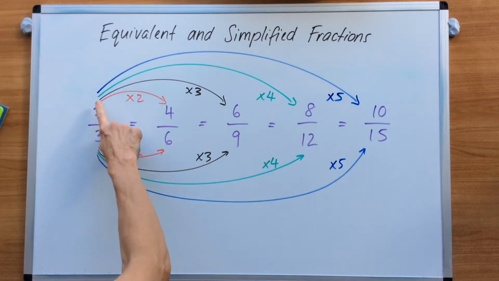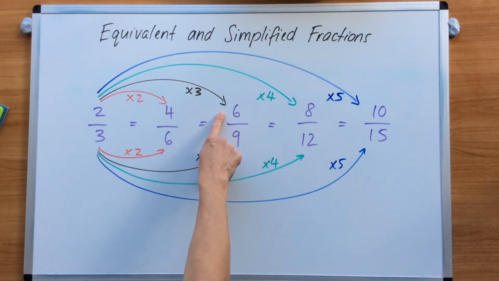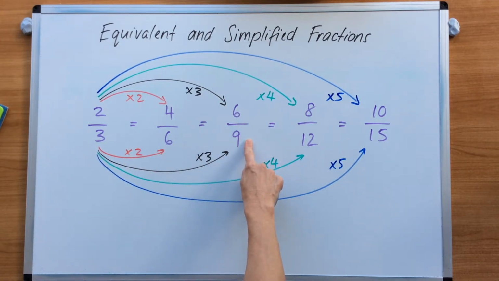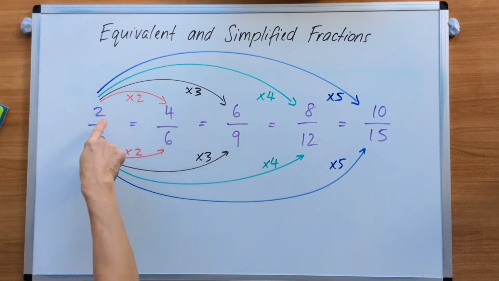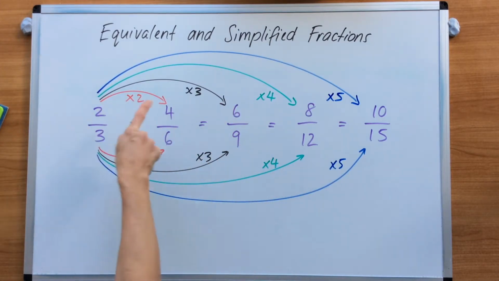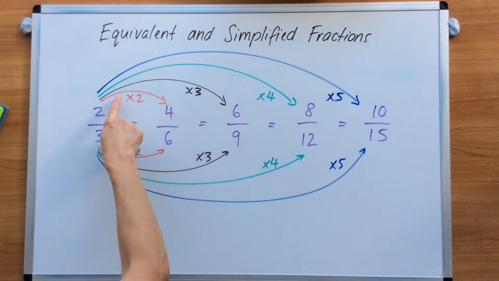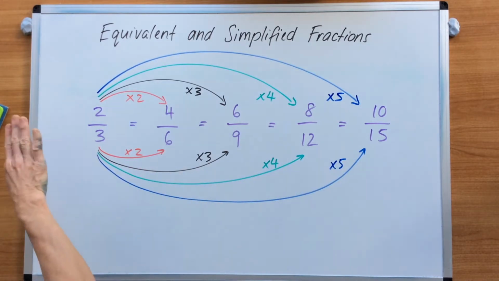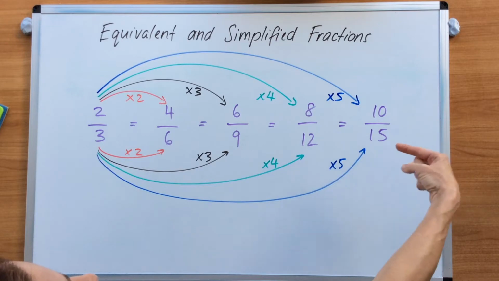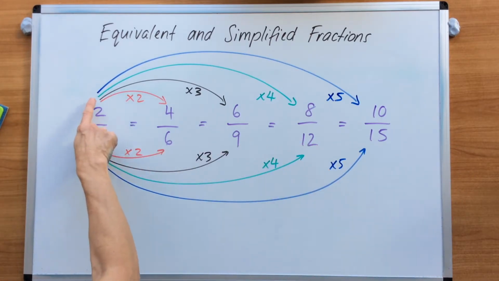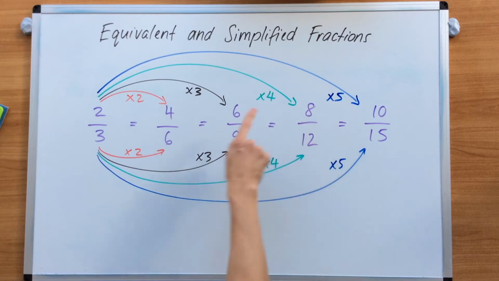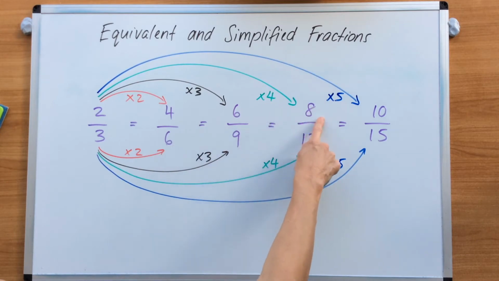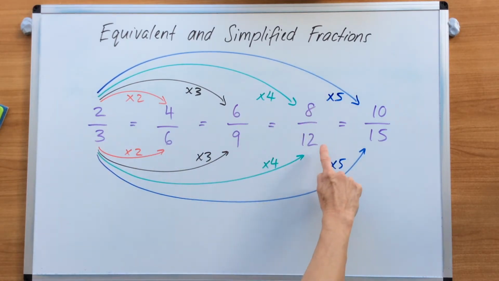If I take this and I multiply it by 3 on the top and the bottom, both numerator and denominator, I get 6/9. Now, coming back to the simplified version, it's still equivalent, because if I do the opposite and go 6 divided by 3, I'm going to get 2. 9 divided by 3, I'm going to get 3. So this way is multiplying, and this way is dividing. So look at the green. If I multiply it by 4, I get 8. If I multiply it by 4, I get 12. 2 times 4 is 8. 3 times 4 is 12.